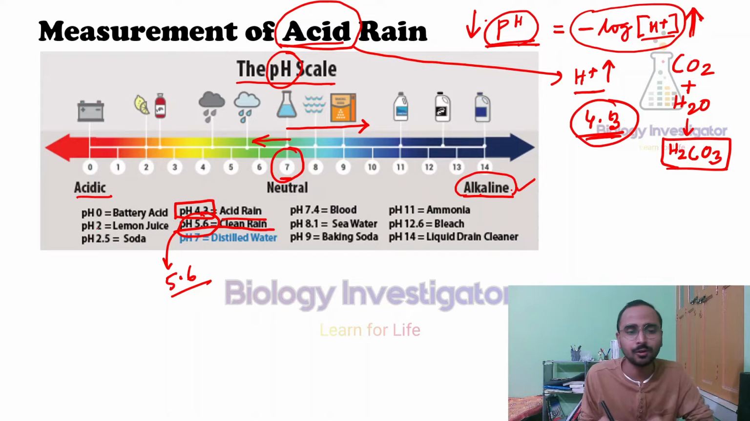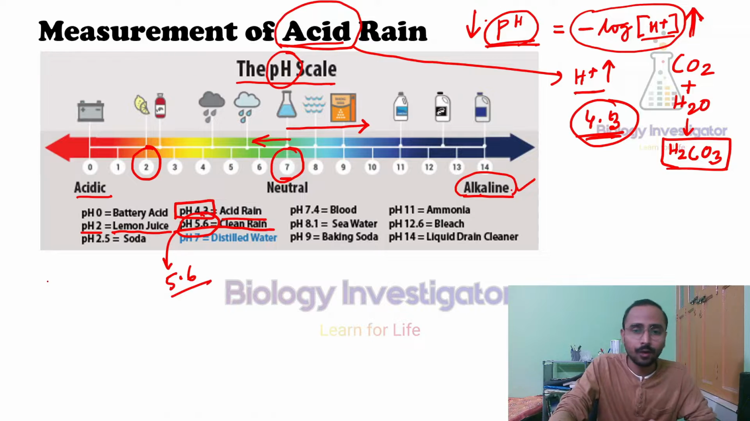For your interest, the pH of lemon juice, which you drink, is 2. That is very acidic. Lemon juice is very acidic.